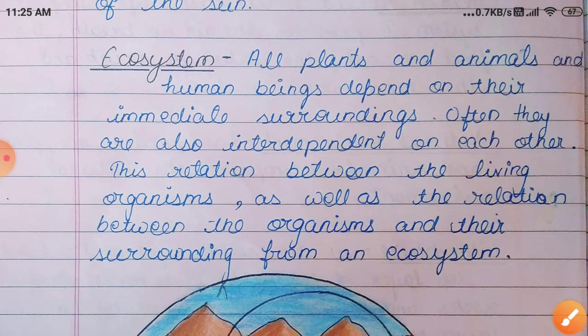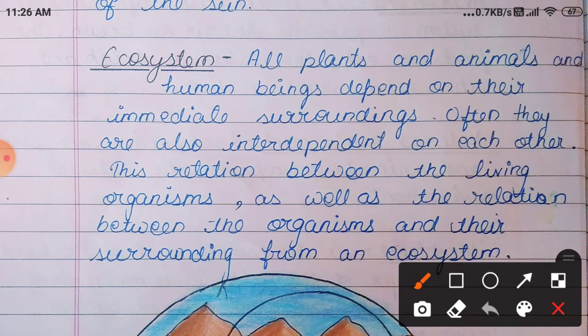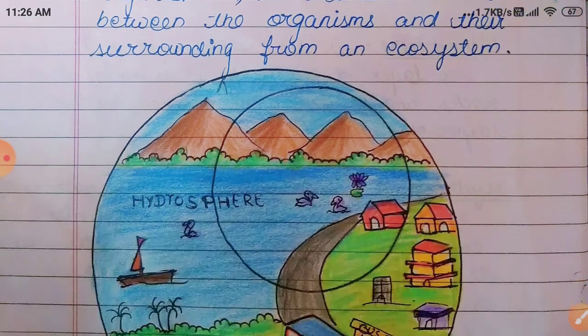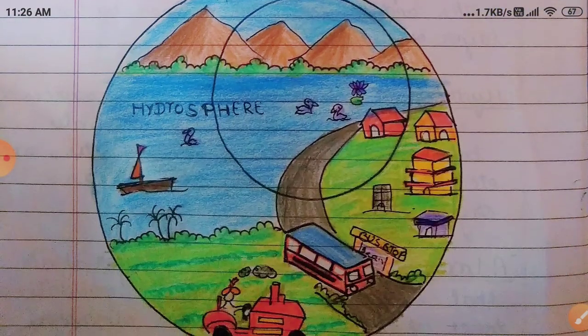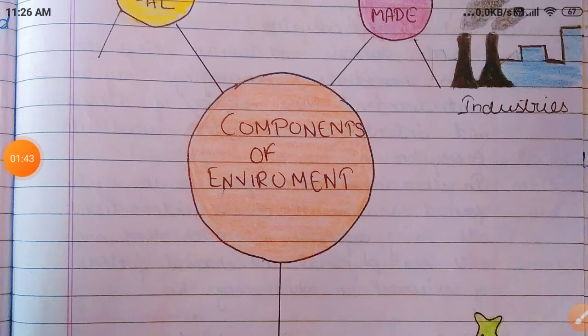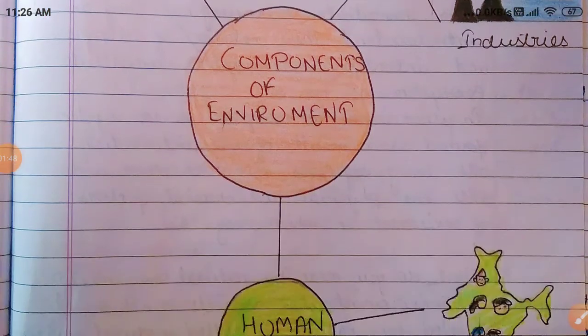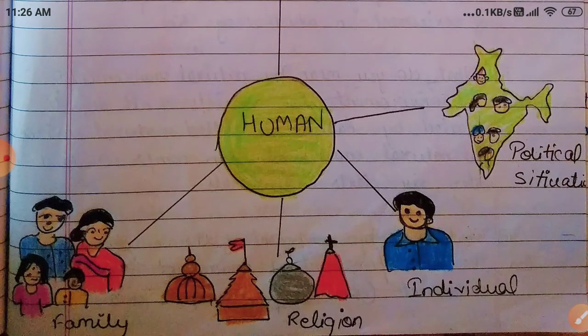Ecosystem. All plants, animals, and human beings depend on their immediate surroundings. Often they are also interdependent on each other. This relation between the living organisms, as well as the relation between the organisms and their surroundings, form an ecosystem. Components of environment: natural environment, human made environment, and humans.